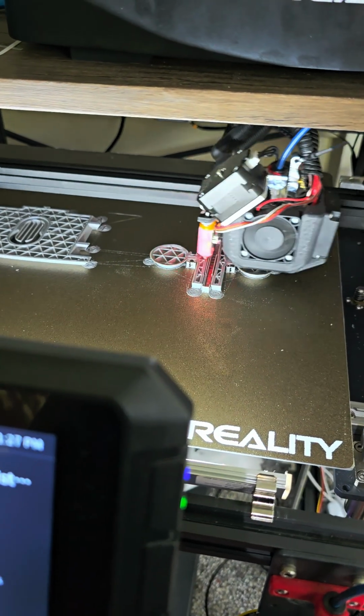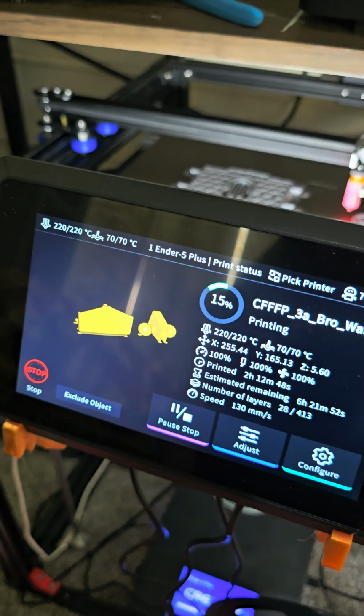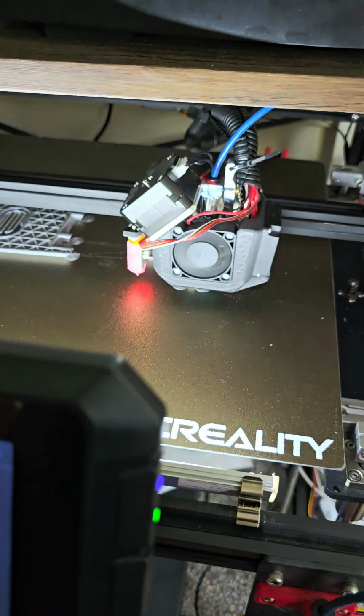This thing is moving. I ain't never had it move this fast. Look at it.